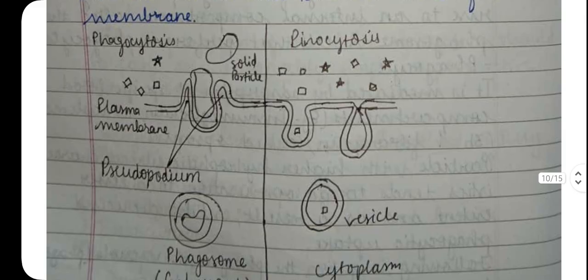This is a diagram where we have seen phagocytosis and pinocytosis.